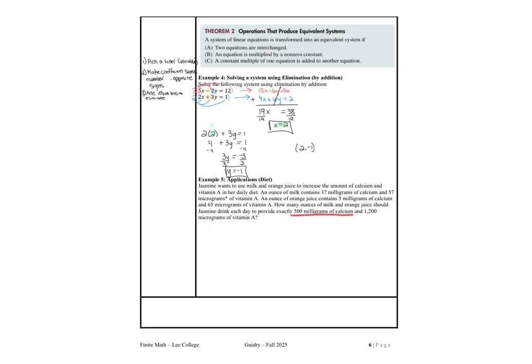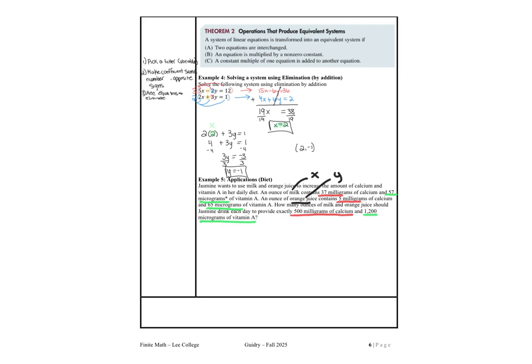So what they want to know is about calcium and vitamin A. So first we'll do the calcium stuff. In an ounce of milk, I get 37 milligrams, and in an ounce of orange juice, I get 5 milligrams of calcium. So I'm going to let milk be my x variable. And then if I talk about micrograms of vitamin A, there's 57 micrograms here and 65 micrograms here, which means I'm going to let my orange juice be my y.